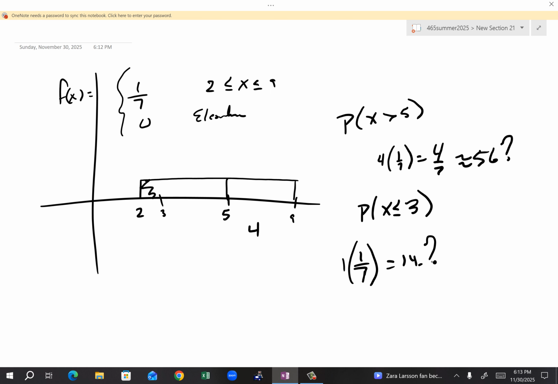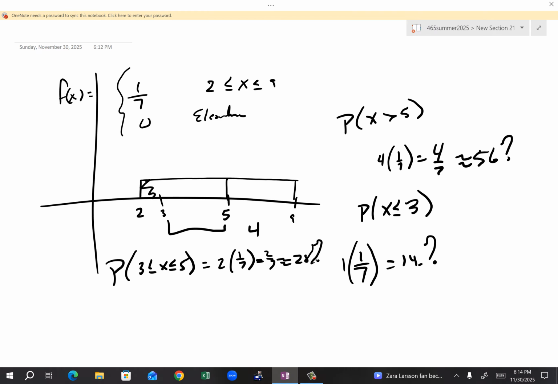It's that easy. What about the probability that x is between 3 and 5? It's an excellent question. It's 2 times 1/7, which is 2/7, about 28% or thereabouts, give or take. Piece of cake.